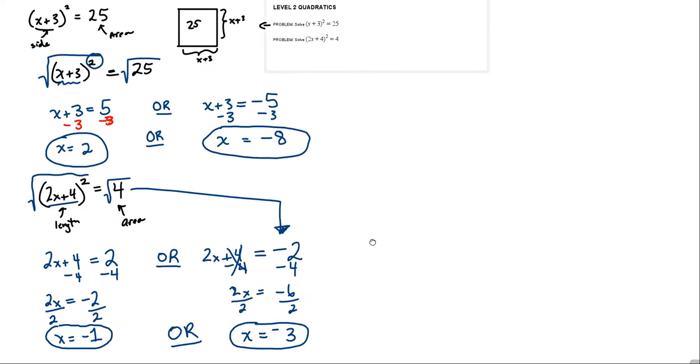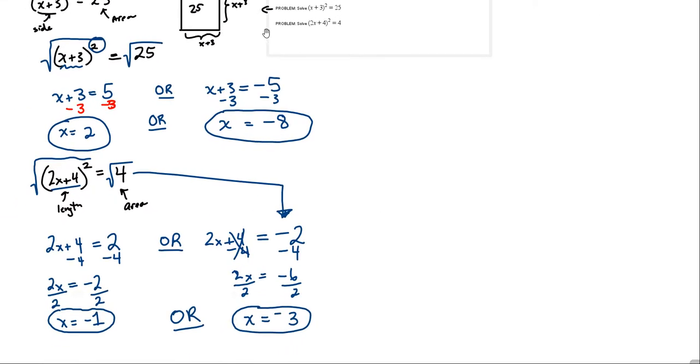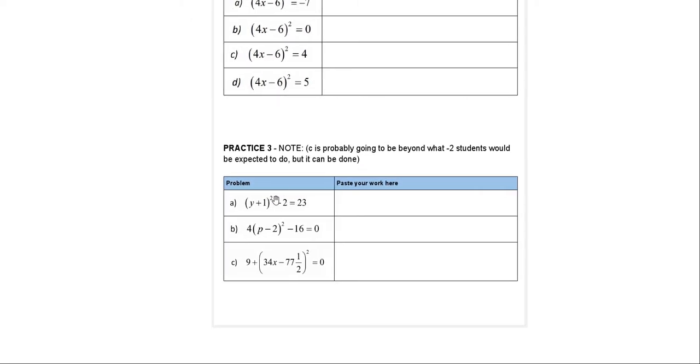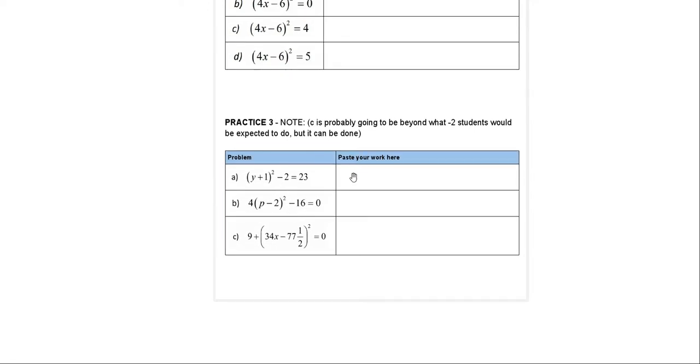Now there are some associated problems for you to try on the practice. Next page. We've watched the video, now you can try these ones as well. Problem set 2, A, B, C, D. You can paste your work there on your Google document. There's also some practice 3, with a little extra step to get to a single area and a square on one side. There are some challenges in B and Z.